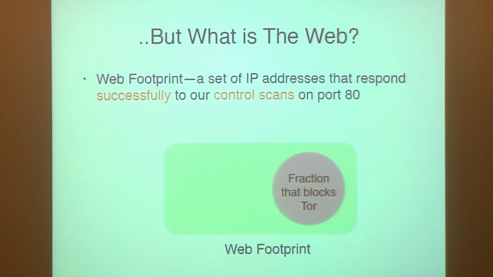And the first thing is, we need some metric to define what we consider to be the footprint of the web that is blocking Tor. And so we basically define this as the set of the web that successfully responds to our control nodes but does not respond to the scans that are executed from the Tor exit nodes.